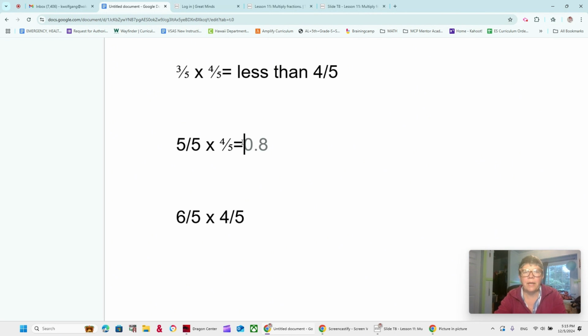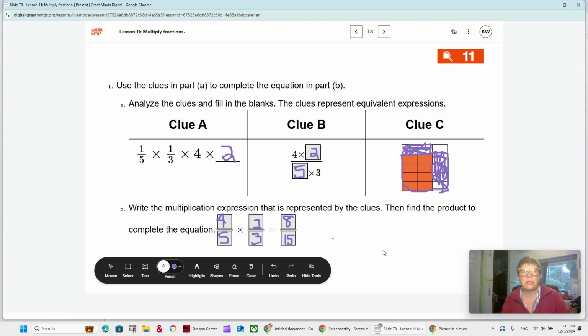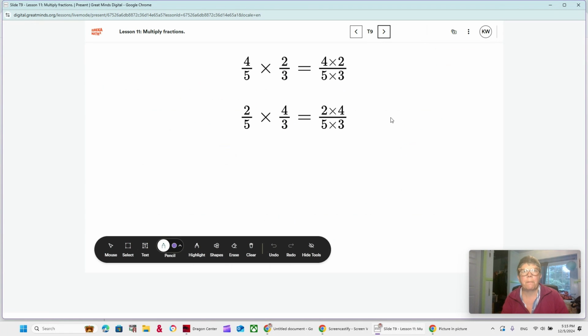We're multiplying by one that's equal to 1. This one's going to be equal to 4/5. And if we're multiplying by one that's greater than 1, this one's going to be larger than 4/5. Do you see how that works? Right? So that's helping us to start to reason about the sizes of these as we go. All right, nice job. Let's look at the next slide here.